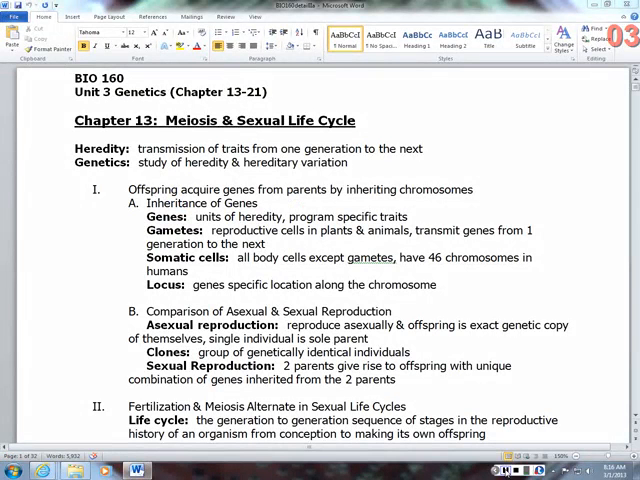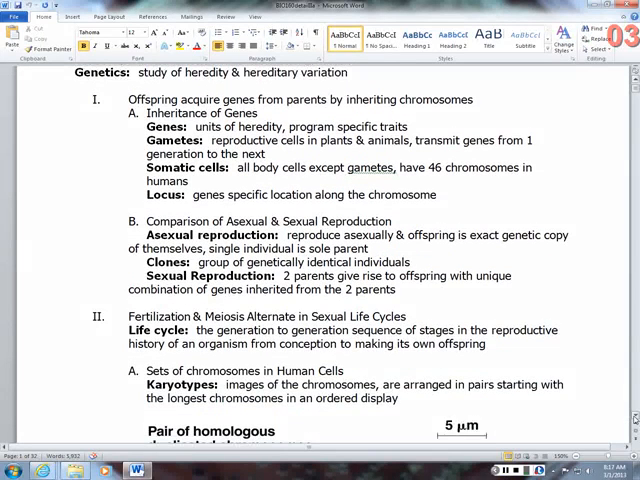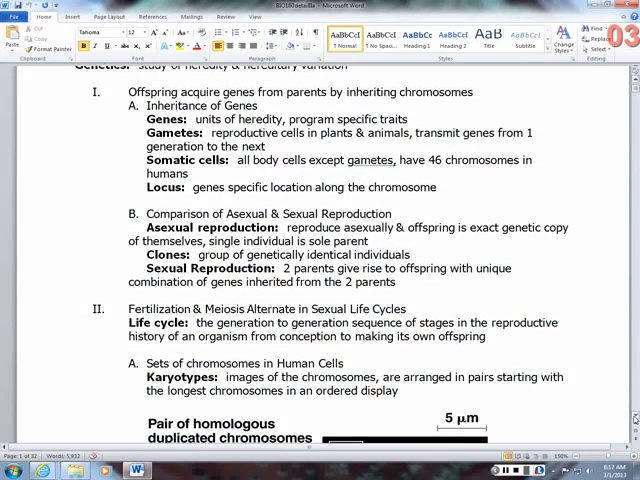So heredity is just the transmission of traits from one generation to the next. And genetics is the study of heredity and the hereditary variation of things. So we know that offspring are going to acquire genes from their parents by inheriting the chromosomes. So the gene is going to be the actual unit of heredity, and it's going to carry the actual specific traits on there. It's going to be the instructions for those particular traits that a person will get.